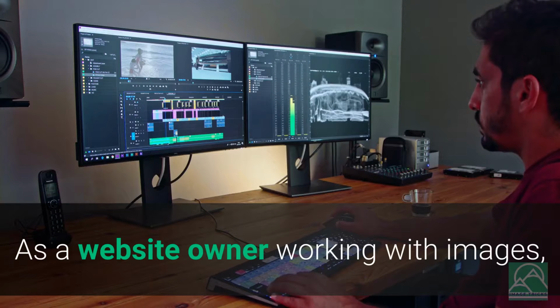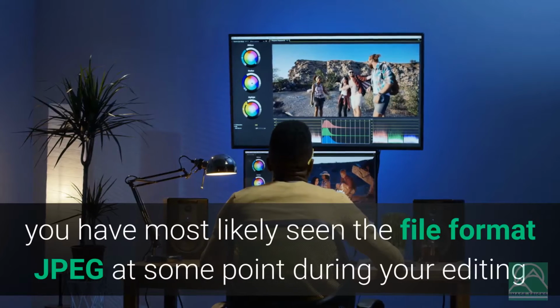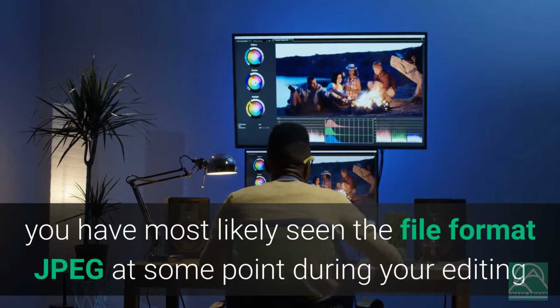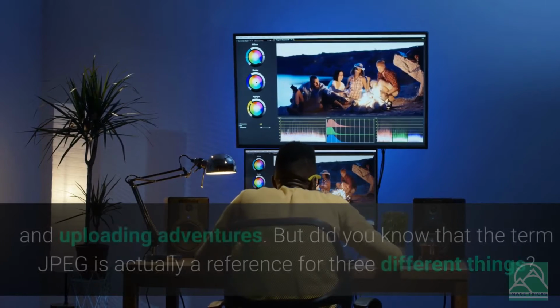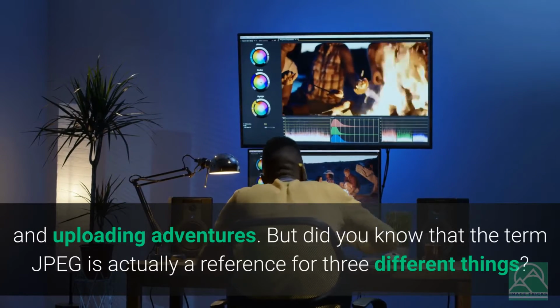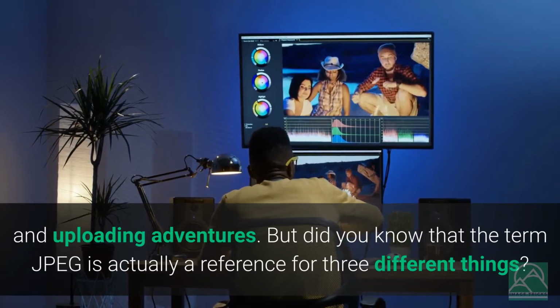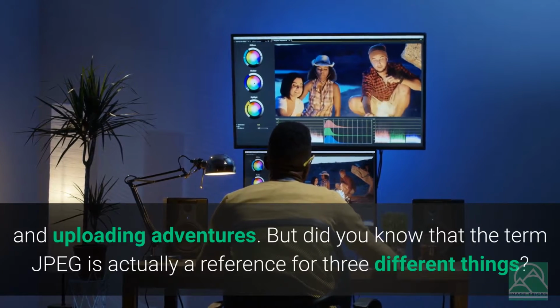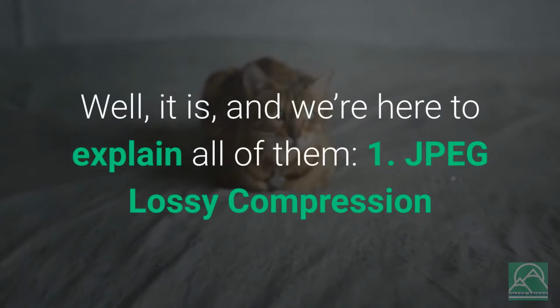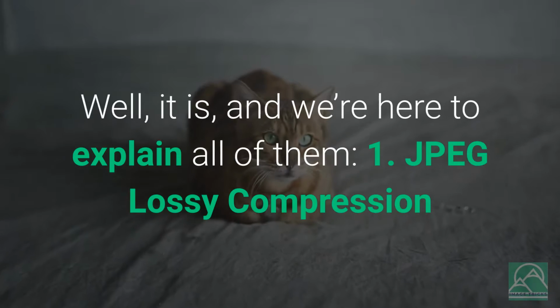As a website owner working with images, you have most likely seen the file format JPEG at some point during your editing and uploading adventures. But did you know that the term JPEG is actually a reference for 3 different things? Well, it is, and we're here to explain all of them.